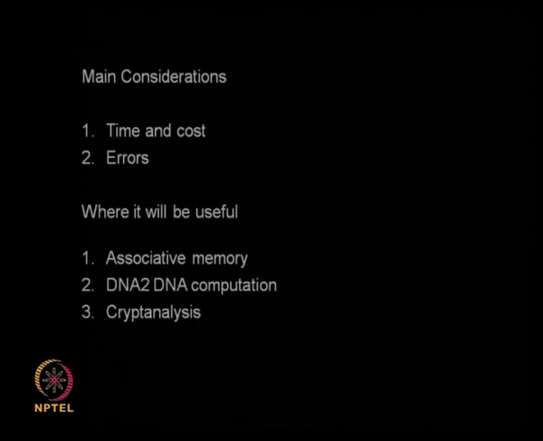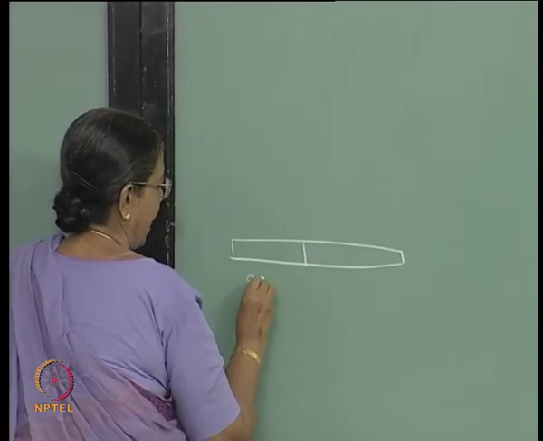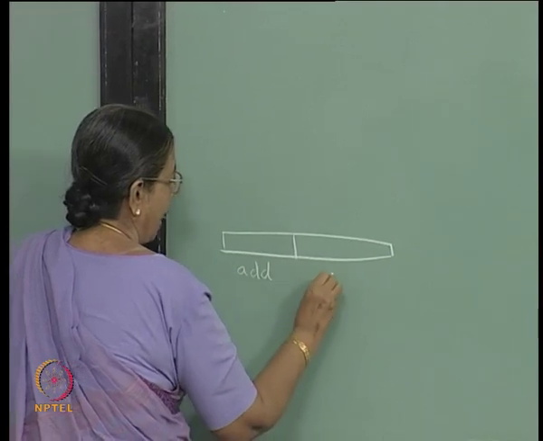And as I told you, it looks like it may not be really useful in every aspect, but in certain aspects it may become very useful. One is associative memory, that is, a lot of information can be stored in 1 cc of DNA solution. If they are taken as a single strand, one portion may represent the address. It is something like the address is here and the data is here.